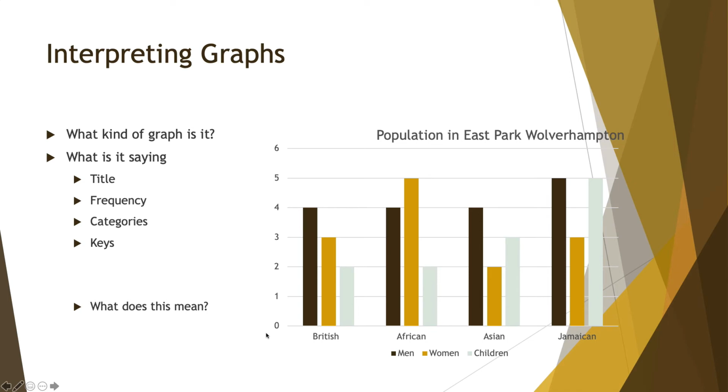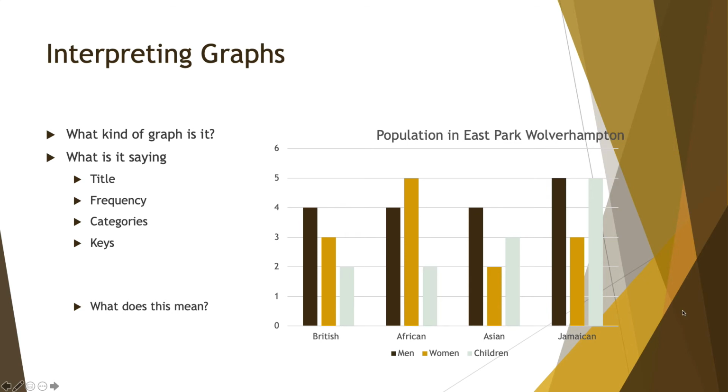My category tells me that there are British people, African people, Asian people, and Jamaican people that live in East Park, Wolverhampton. And my key tells me that there are men, women, and children. Men represent the brown bars, women represent the yellow bars, and children represent the grey bars.